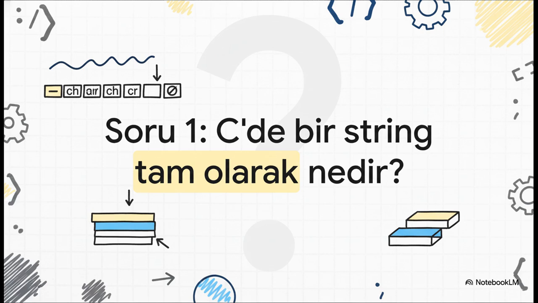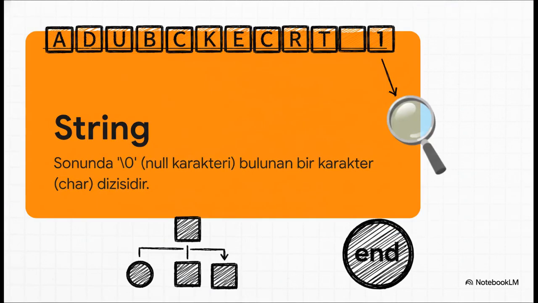So question 1, what exactly is a string in the C programming language? It sounds super simple, I know, but getting this definition right is the foundation for absolutely everything else we're going to talk about. And here it is. In C, a string isn't some special built-in thing like in other languages. Nope, it's just an array of characters, a char array, with one super important rule. It has to end with a special character, the null terminator, \0.